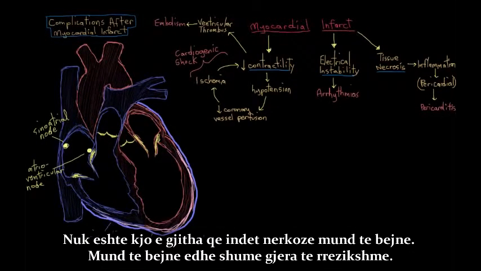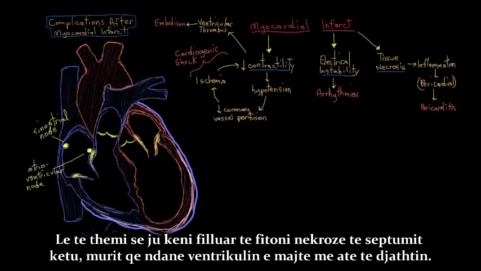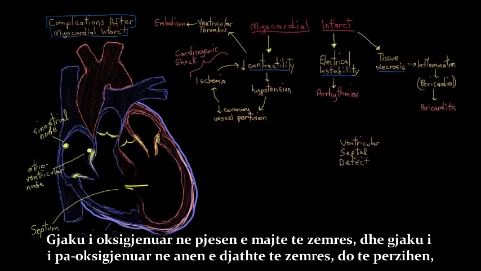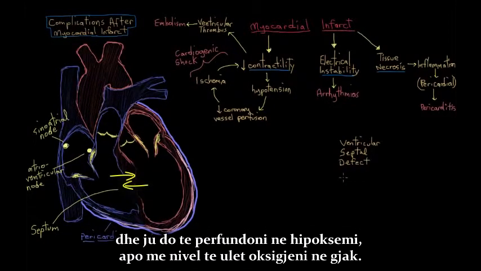Now that's not all that tissue necrosis can do. It can do some other pretty nasty stuff here. So let's say that you start to get necrosis of your septum here, the wall that separates your left ventricle and your right ventricle. Well, you can probably imagine that that wouldn't be very good at all. Your oxygenated blood in your left side of your heart and your deoxygenated blood in your right side of your heart, they would mix, and you would probably end up with a pretty significant hypoxemia or low oxygen level in your blood.